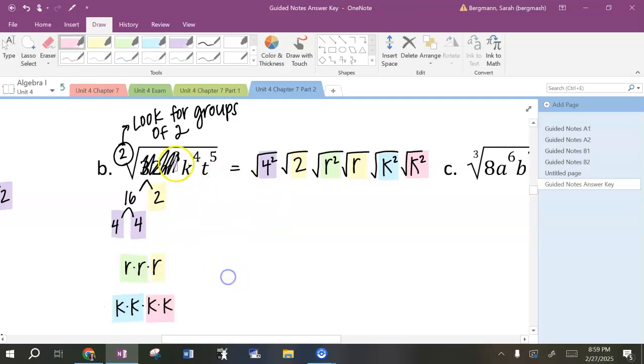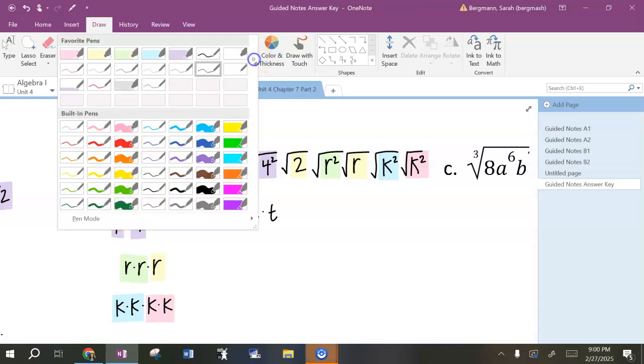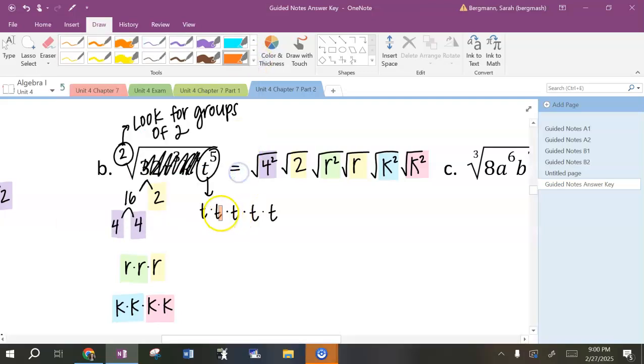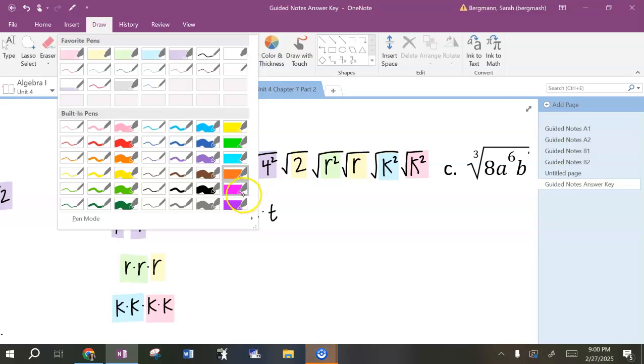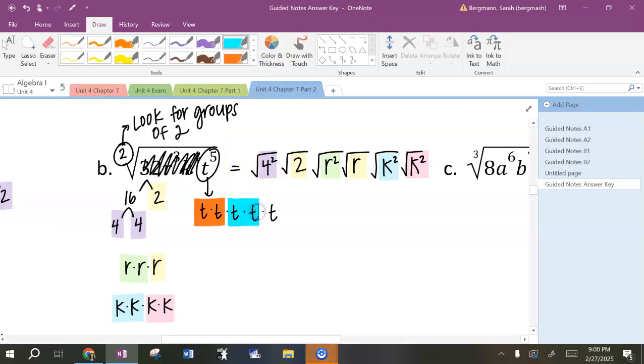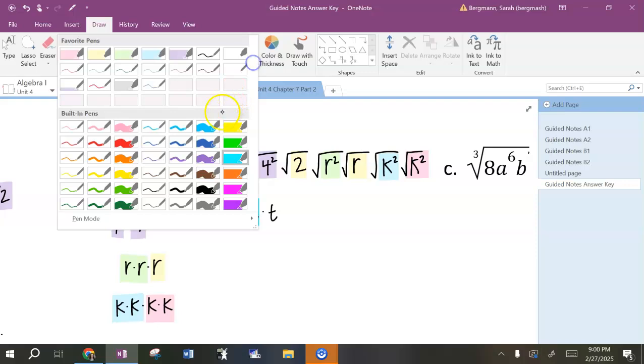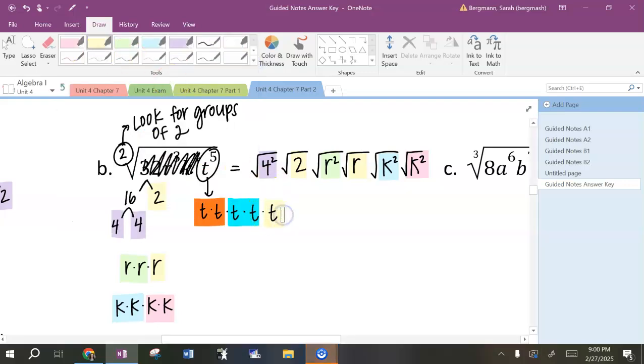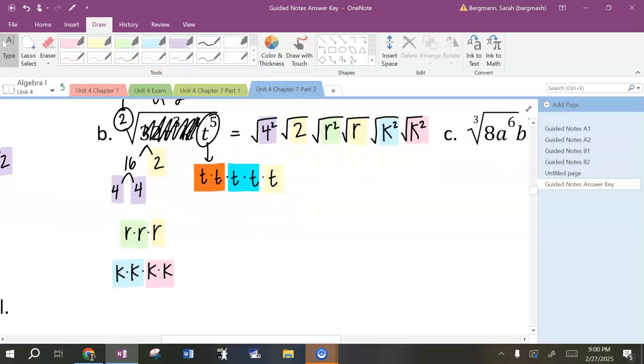And next I'm going to focus on my t to the 5th. So t to the 5th, I know what that really means is t times t times t times t times t. I'm looking for groups of 2. I notice I have a group of 2 here, and another group of 2 here, and then I have this leftover t. I'm going to make it yellow again to match up with all my other leftovers. So that's t squared, and t.